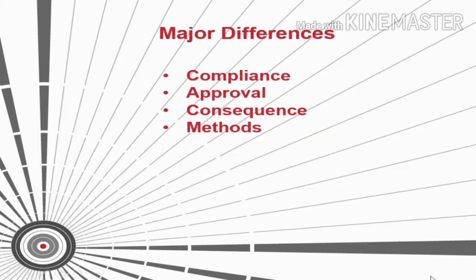The major differences between the two are compliance. Black hat SEO involves techniques which are considered unethical by search engines, while white hat SEO techniques conform to regulations and include no deception. Approval. White hat SEO is approved by all search engines, while black hat is not. Consequence. The result of engaging in black hat SEO is that the website may get penalized with lower rankings, de-indexed, and might even be banned, and these penalties last for a long time.